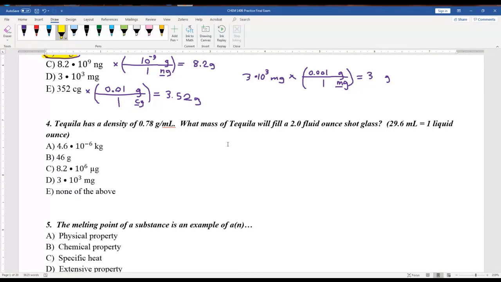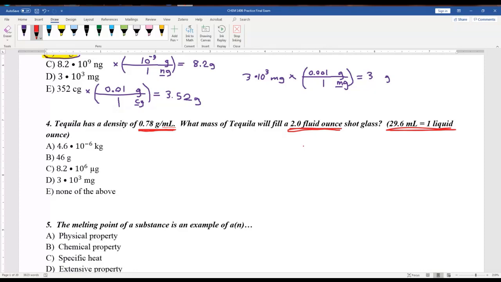Okay. So whenever you're given density, you can use it as a conversion factor. So this is a conversion factor. I also want to know what mass will fill a 2 fluid ounce shot glass. And I'm given a conversion factor here. Of the 3 pieces of numerical information that I'm given, which one is not a conversion factor? The 2.0. 2.0 fluid ounces, exactly.